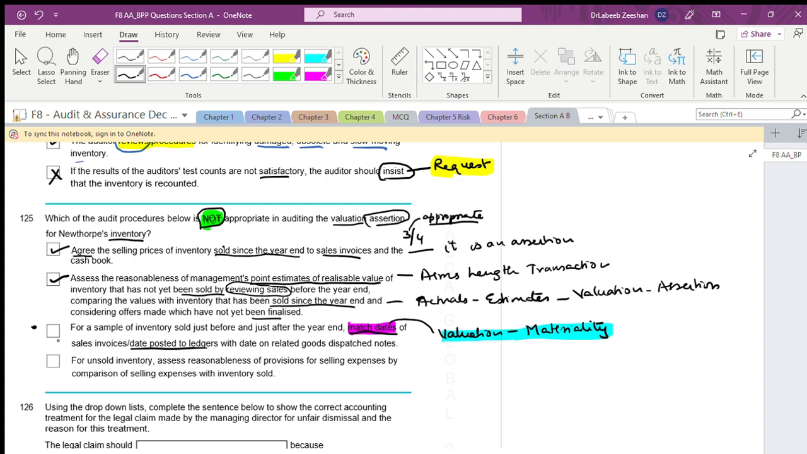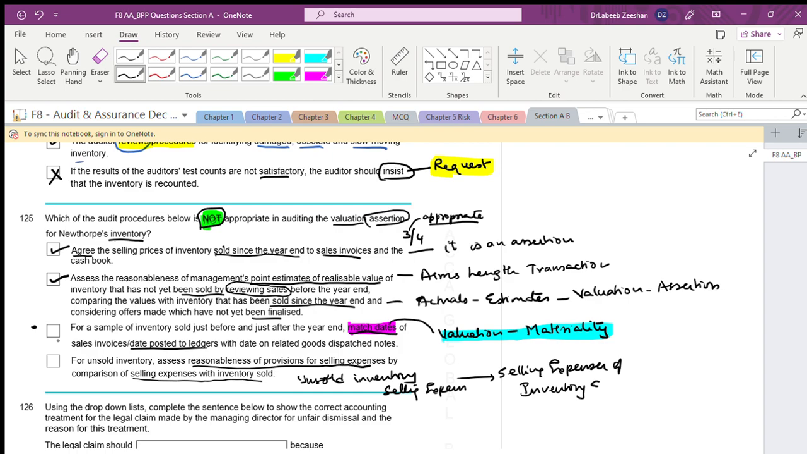For unsold inventory which has not been sold, assess the reasonableness of provisions for selling expenses. See what happens. Your unsold inventory is there. Definitely for unsold inventory there will be some provisions for selling expenses. By comparing the selling expenses with inventory, unsold inventory selling expenses, we are matching with the selling expenses of inventory sold. Definitely there will not be much difference.